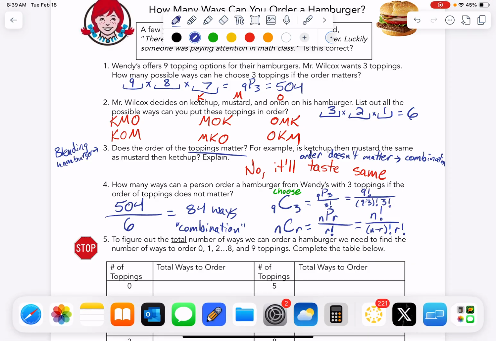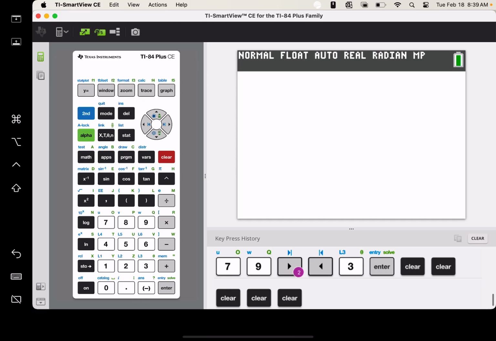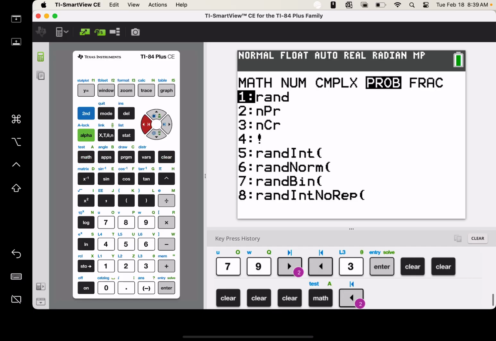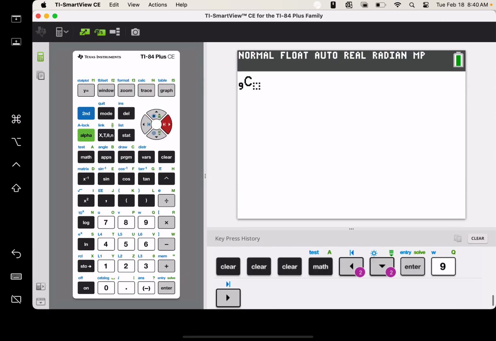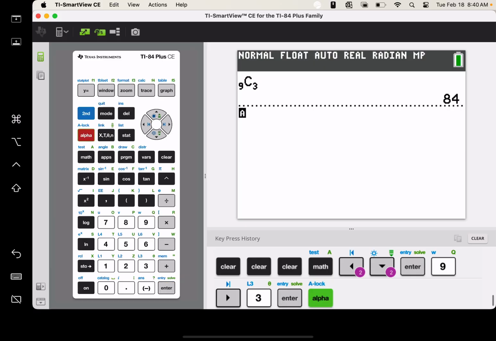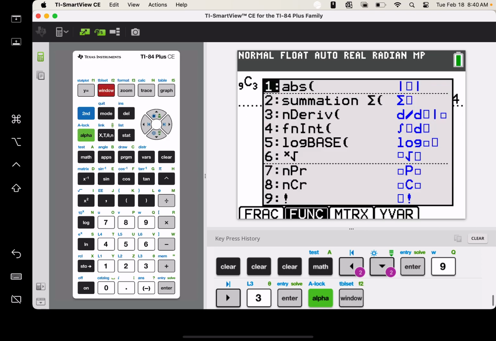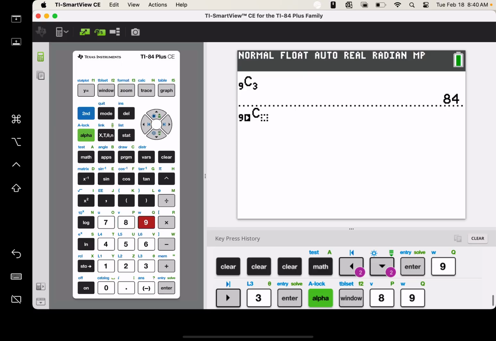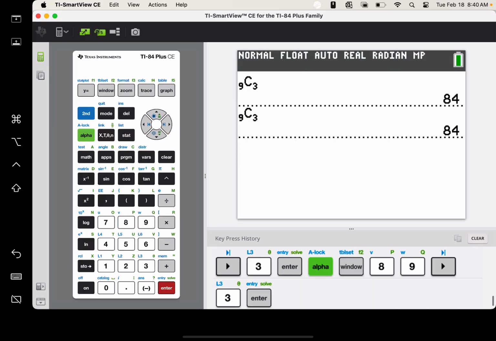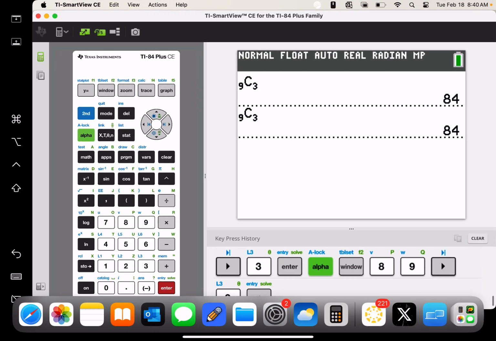So in the calculator, it is on that same screen. Each of the ways I showed you has that as an option. So I could go to math, go to the probability tab, and then go to number 3, nCr, and do 9 choose 3. And that's going to give me the same number. I could also go back to that green F2 and then go to number 8 this time. And that gets me the same thing. So either way, you'll get 84. Both are different ways to get to the same thing.